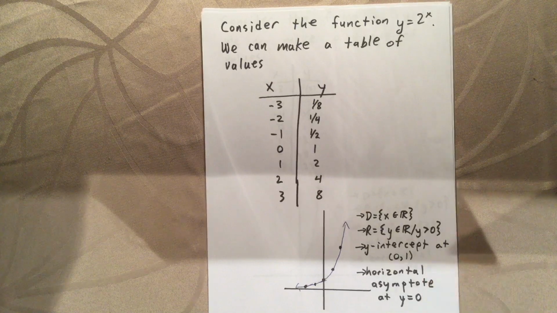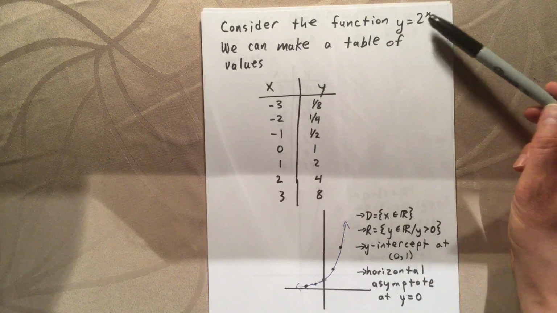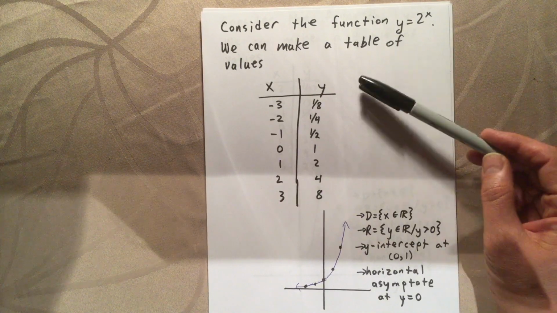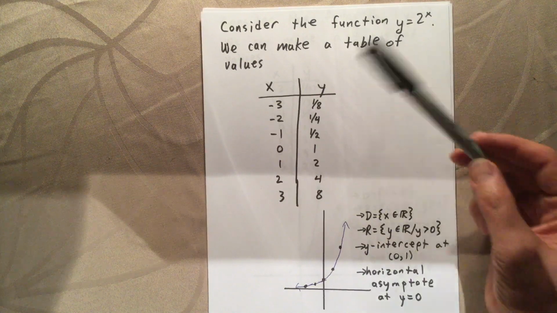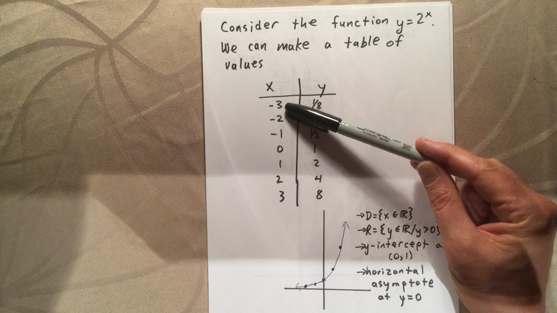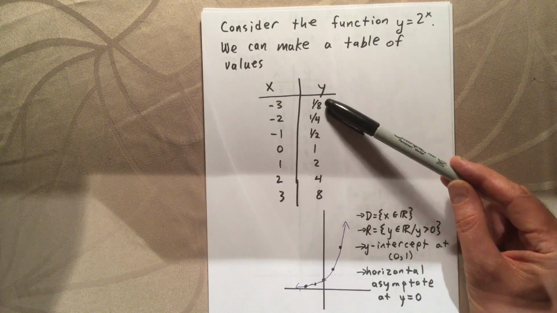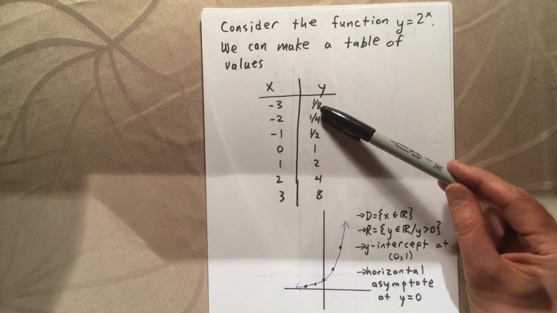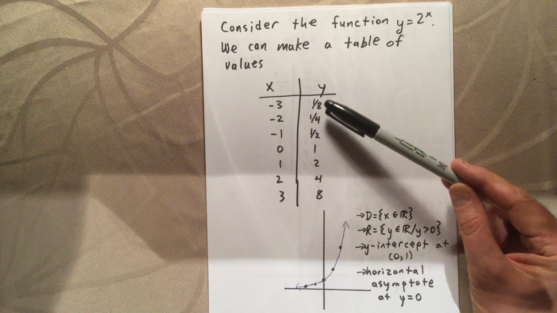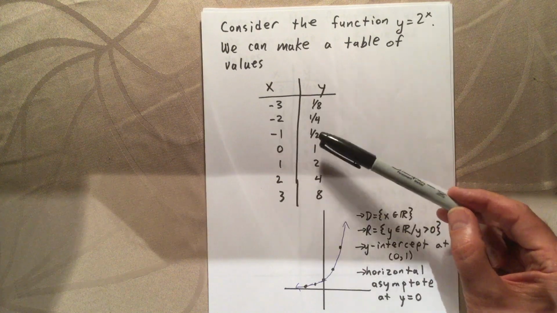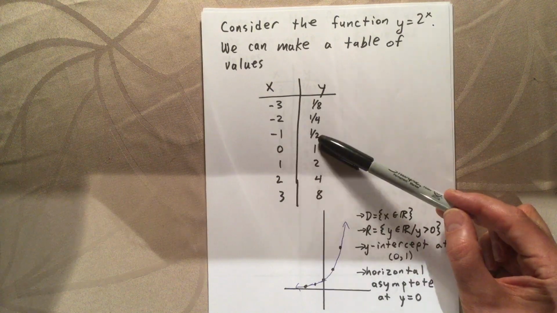Well, let's start with the exponential function 2 to the x. It's exponential because x is in the exponent. We can make a table of values to see what this graph looks like. When we let x be negative 3, 2 to the negative 3 is like 1 over 2 to the positive 3. 1 over 2 times 1 over 2 times 1 over 2 is 1 over 8. Similarly, 2 to the negative 2 is 1 over 4. 2 to the negative 1 is 1 over 2.